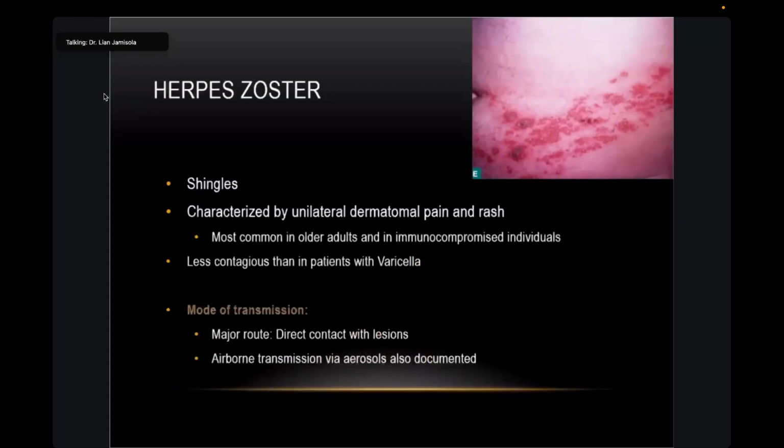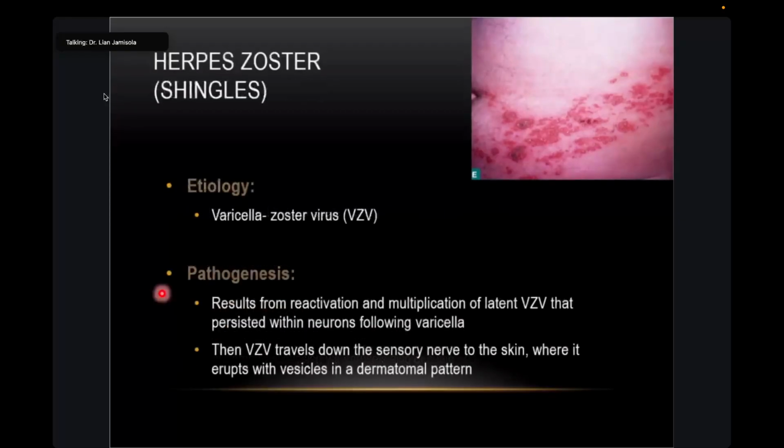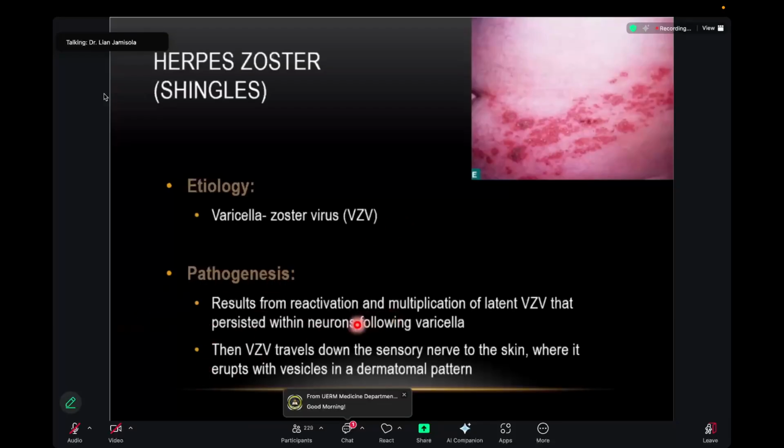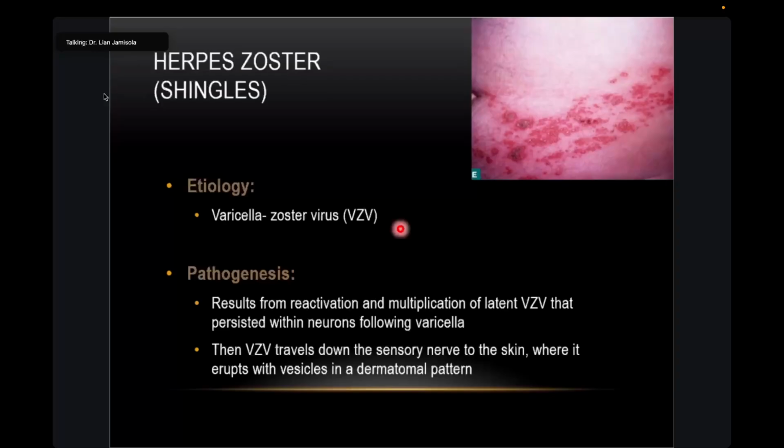The major route of transmission is direct contact with the lesions, or it can also be airborne via aerosols, but it's less contagious. Remember that I told you that your varicella, your VZV becomes latent in your axons. This one, it's still the same virus, but it reactivated during adulthood. So it results from reactivation and multiplication of a latent VZV that persisted within the neurons following varicella. So patients who have herpes zoster are those that had varicella years prior.